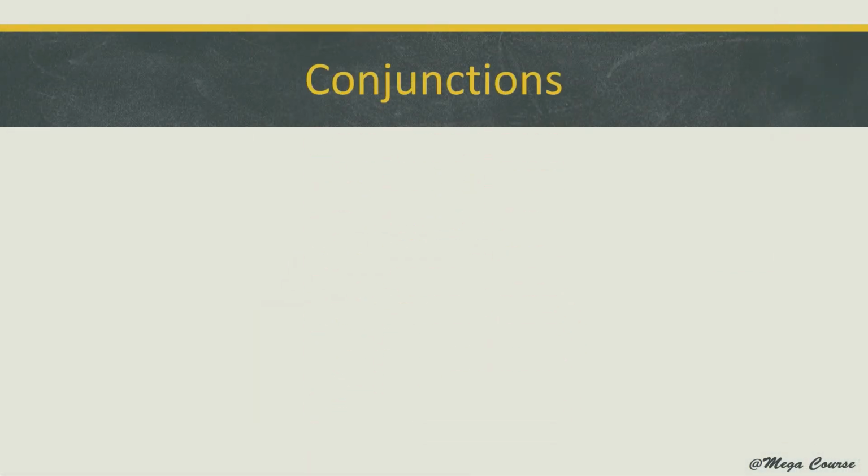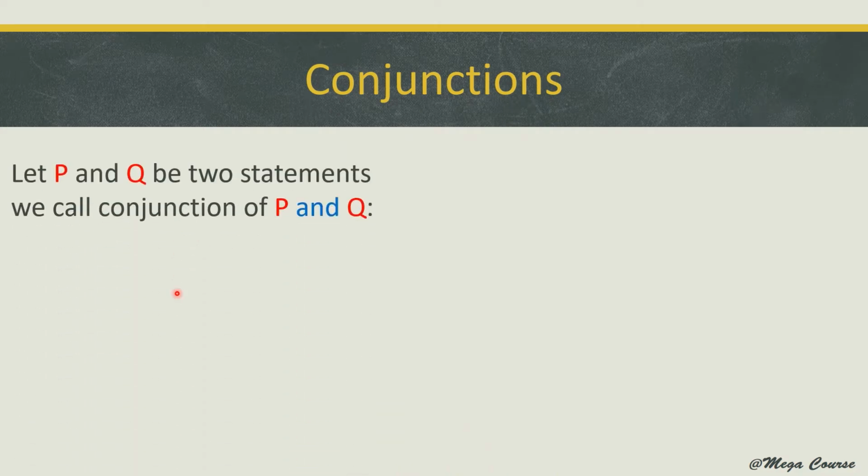Starting with conjunctions, let P and Q be two statements. We call conjunction P and Q the following. We use this symbol between P and Q to denote it instead of "and". Here we say P and Q, or in some universities they say P dot Q.